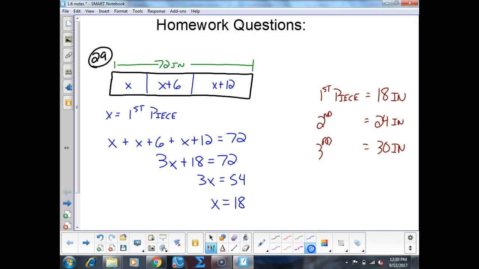And then just a quick check. 30 plus 24 is 54, plus 18 is 72, so it works out to be 72 inches.